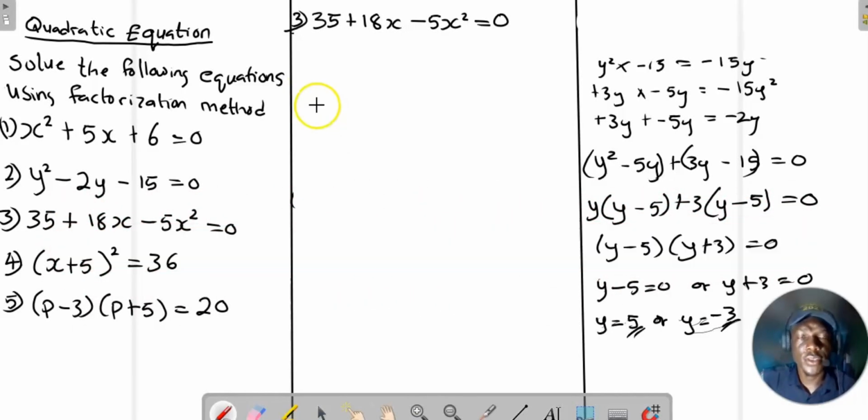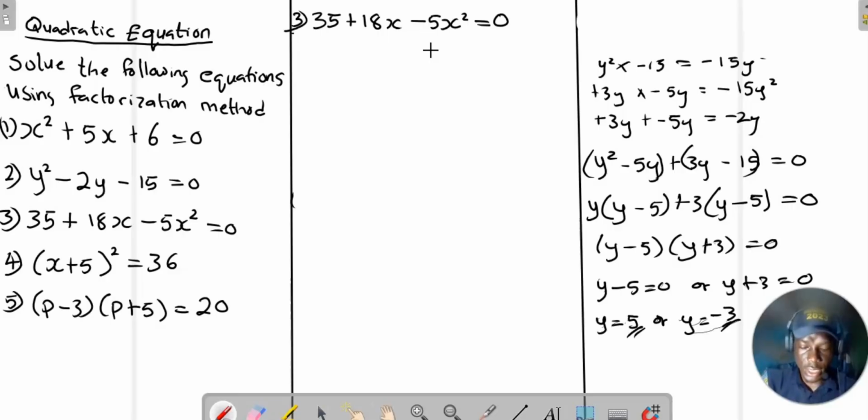Now for question number 3, we have 35 plus 18x minus 5x squared is equal to 0. As you can see, this question is not properly arranged. So the first thing we have to do here is to rearrange this question properly.